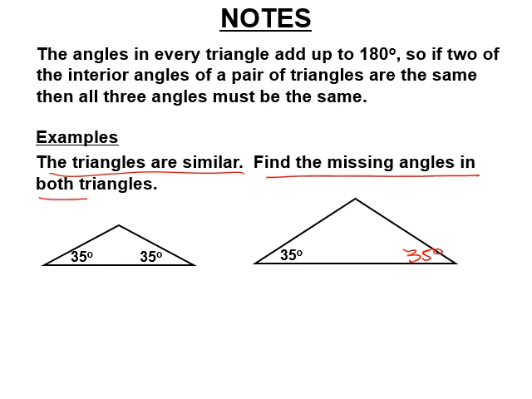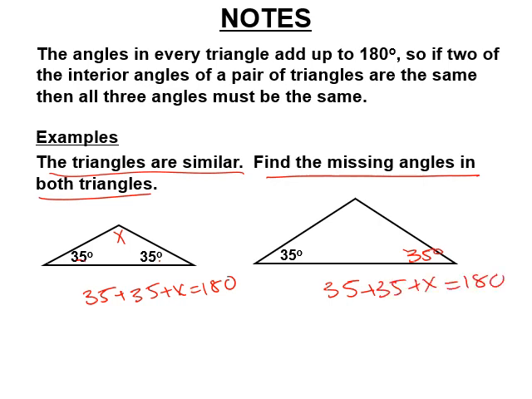Find the missing angles in both triangles. Well, they have to add up to 180, right? They have to add up to 180 in this one. Whoops, I need an X. And similarly, they have to add up to 180 in this. If 2 are the same, then all 3 are the same.